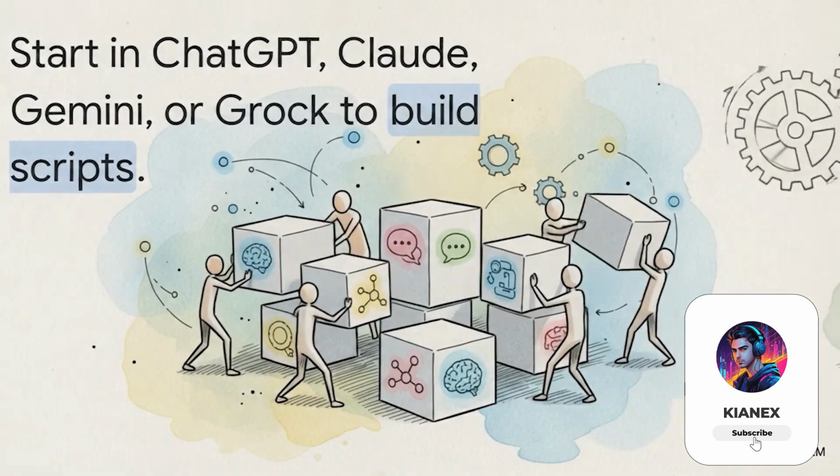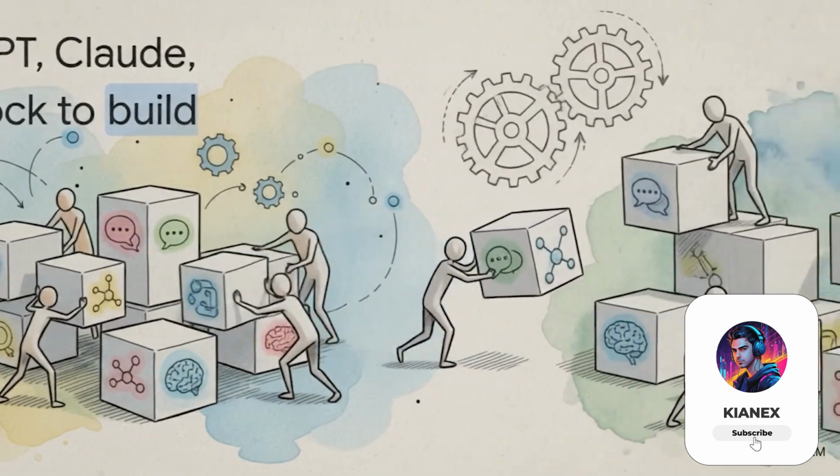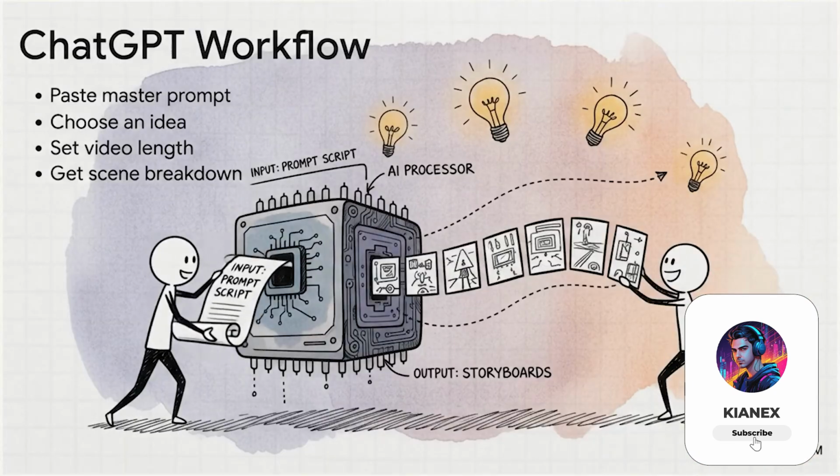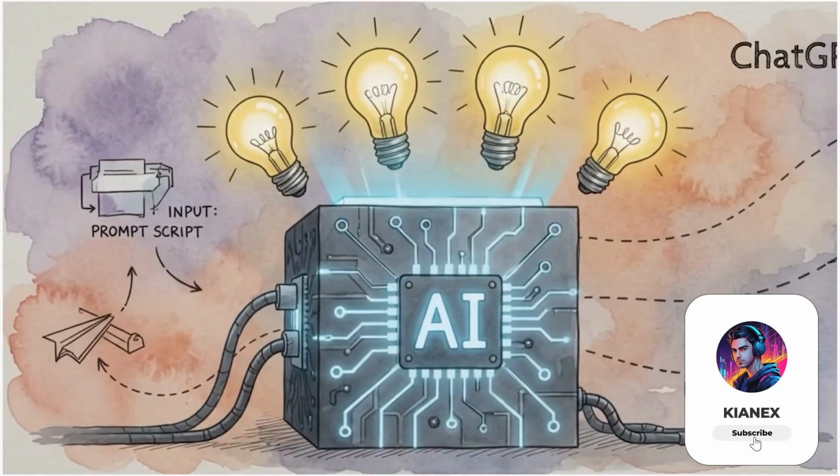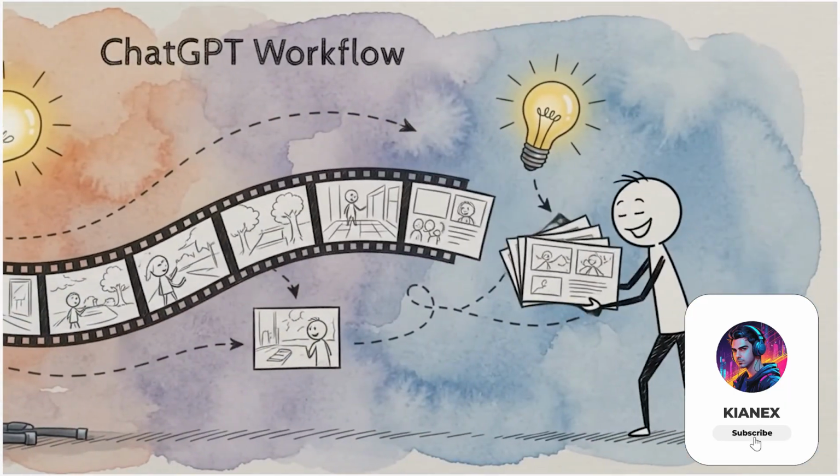Step 1 is scripting. We'll kick things off in ChatGPT or Claude to build our story foundation. Just paste your master prompt, pick one of the generated ideas, and grab your full scene breakdown.